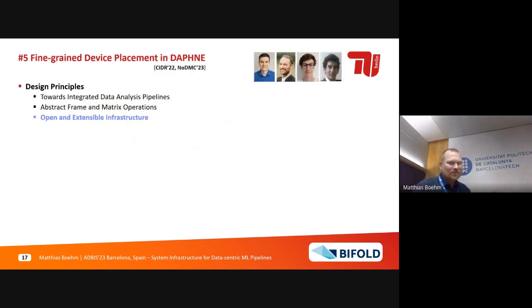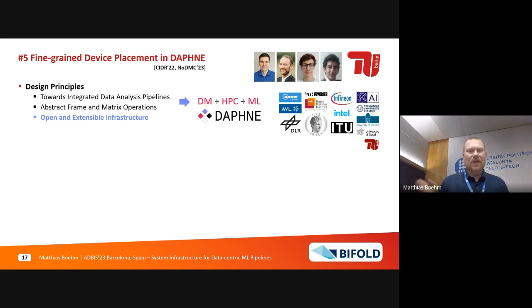All right, now the fifth case I want to make is fine-grained device placement. So we talked about modern hardware. In the so-called DAPHNE EU project, we are trying to build an open and extensible system infrastructure, not just for data-centric ML pipelines, but for the combination of data management, query processing, machine learning, and high-performance computing, so numerical simulations. This is a large consortium with 13 partners. Since the end of last year, we have a 14th partner, TU Berlin. I was the coordinator of this EU project, and we essentially now transfer part of it to TU Berlin and continue building the system infrastructure.